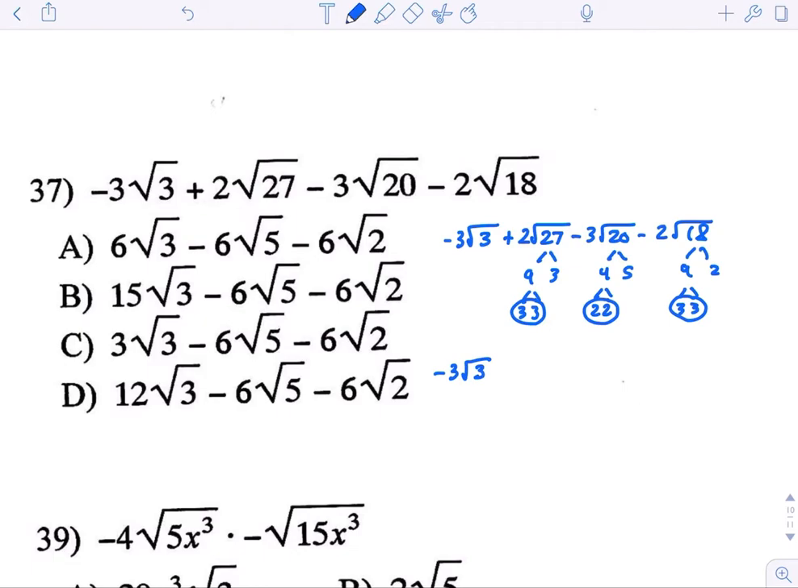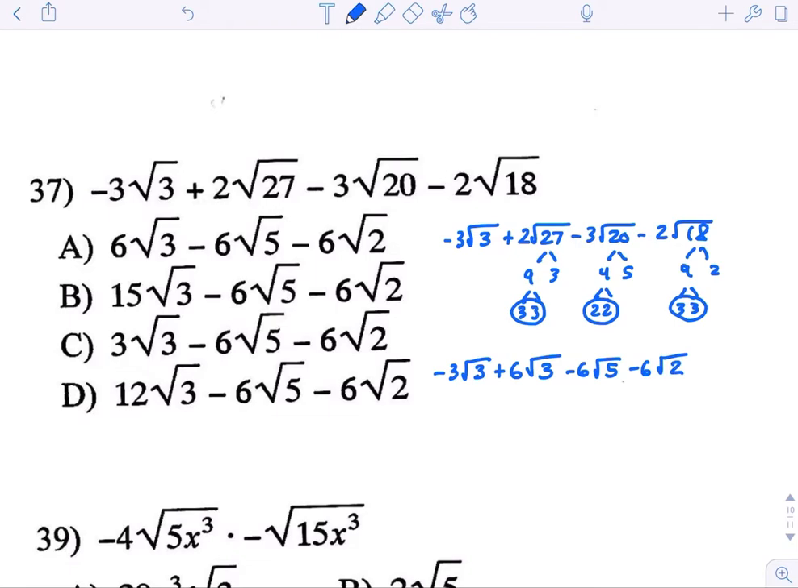Okay, so we found a pair of 3s, right? So that gets to come on the outside. Now there's already a 2 out there, so we just have to do 2 times 3, which is 6. Root 3, because that's a leftover. That one's done. Next, we found a pair of 2s, so 2 comes on the outside, so 2 times -3, -6, root, leftover was the 5. So 5, unfortunately, has to be on the inside. And the last one, we found a pair of 3s, so 3 comes on the outside, and 3 times -2 is just -6.